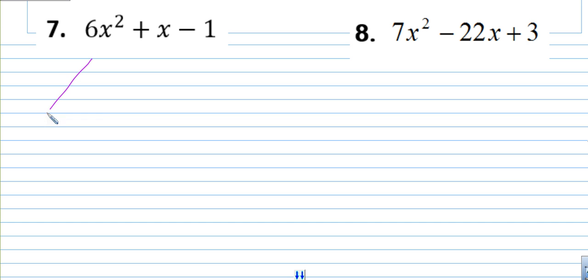Okay, so we do need to do the X factor. Okay, and you're going to do the A times the C. So A times C, which is 6 times -1, which is -6. Okay, and then our B goes in the bottom, and that's a +1. Okay, so now we need the numbers that will multiply to get 6, okay, so the factors of 6 that will subtract to get me 1.